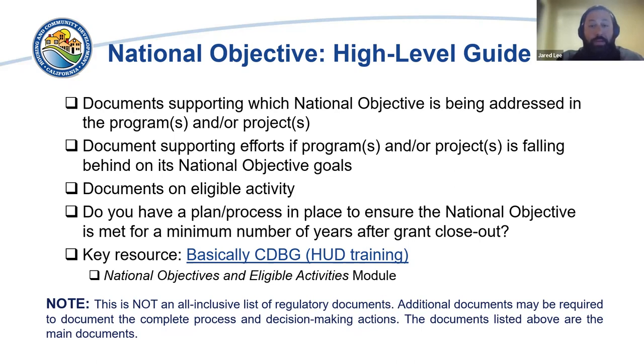So in this scenario, documents such as maps, LMI summary data of census tracts and block groups, and a justification of why this project will impact the area selected, along with a calculation of the LMI summary data to ensure 51% or more persons are benefiting in the area, are all documents that might be necessary up front.